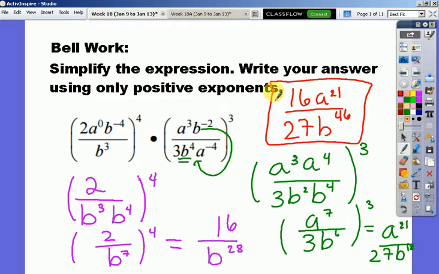Yeah, because once I simplify this parenthesis and this parenthesis, because I want to do order of operations correctly, my parentheses first, then I can take the product. Yeah? Okay, great.